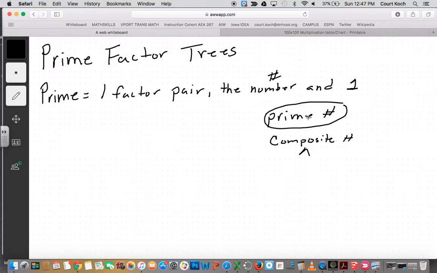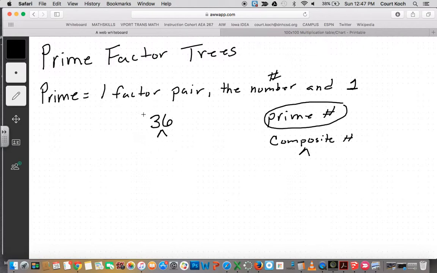That makes it prime. If it's composite, we're going to add a caret. That's going to help make our tree. And to circle the word prime means we're going to circle all our prime numbers. So I'm just going to show you what this looks like to begin with. Let's take the number 36 and break it apart.